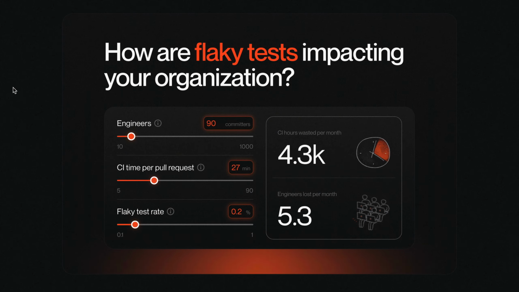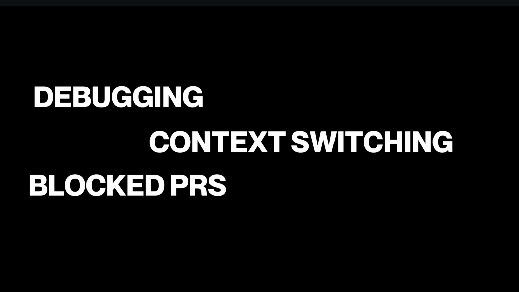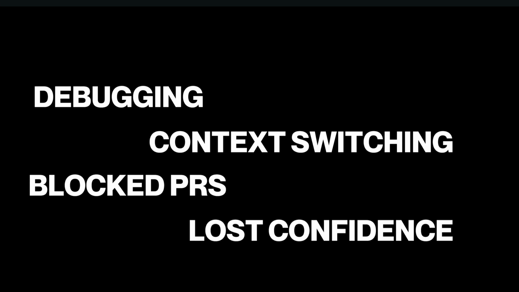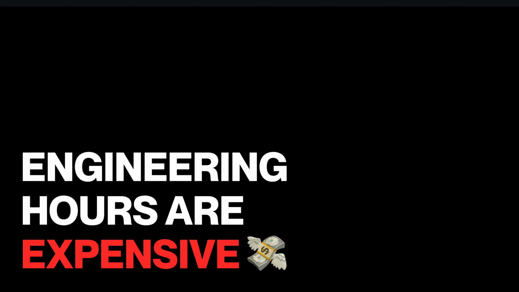The crux of the problem is wasted engineering hours through wasted time debugging and rerunning flaky tests, context switching, PRs being blocked by flaky tests that fail CI jobs, and lost confidence in tests. All of which is expensive and often underestimated because teams accept it as a part of the cost of development and sweep it under the rug.